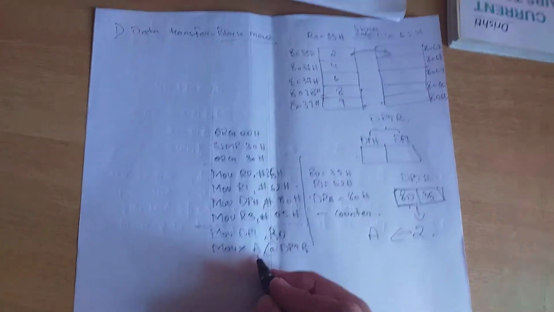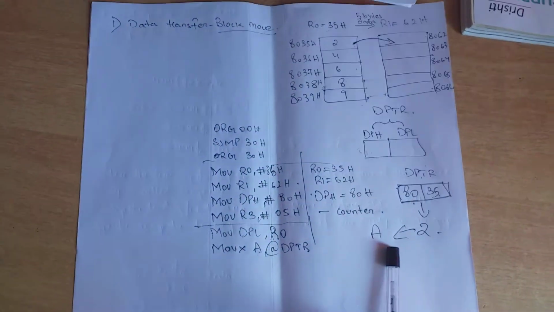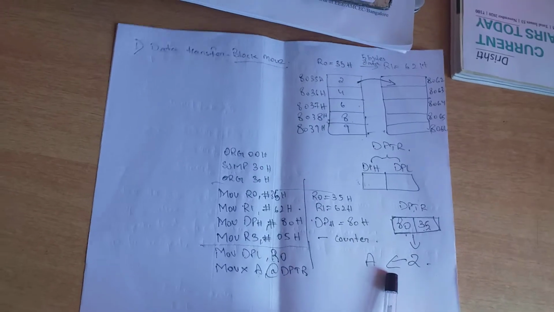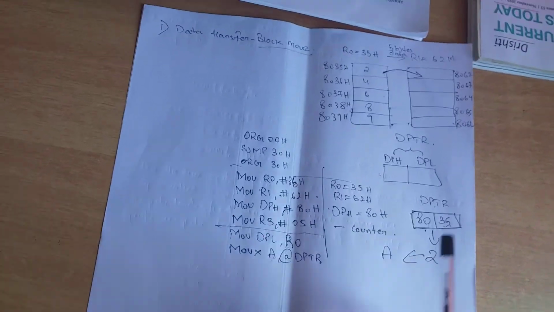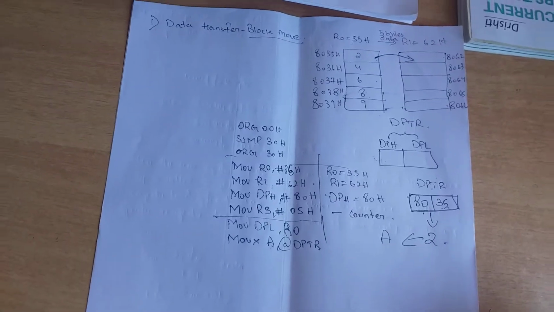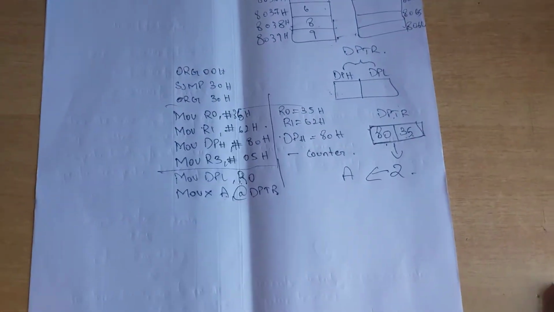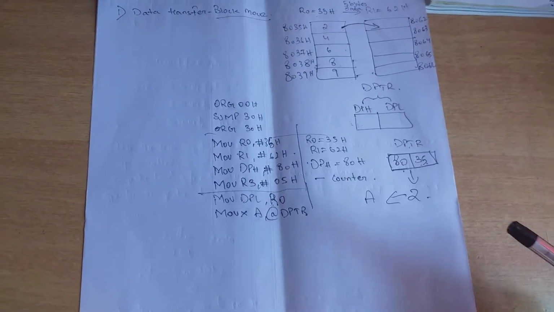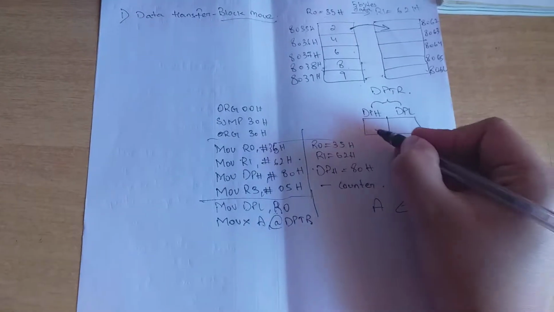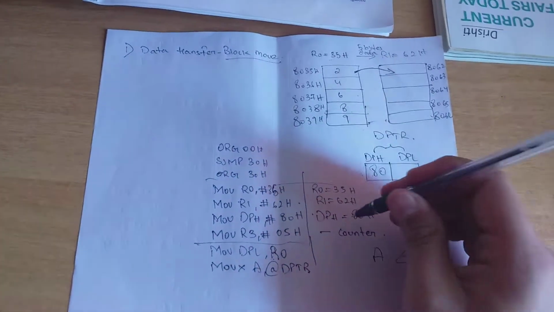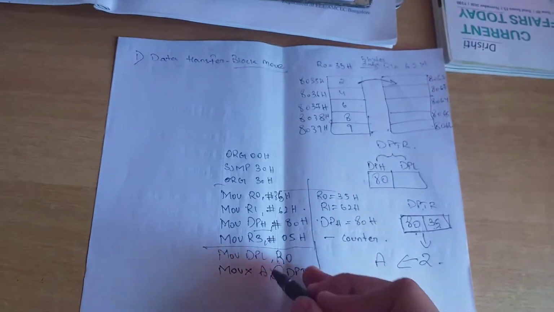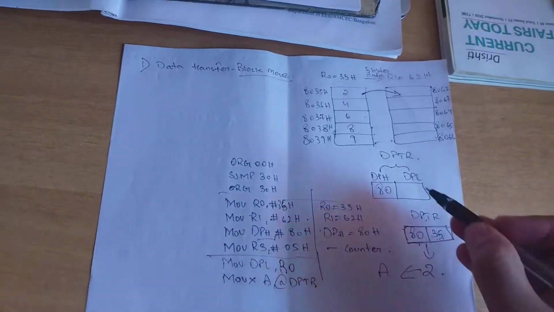Now A has 2 stored. This 2 value I should store in 8062. So to make DPTR 8062, we should again change the DPL value. We should not change DPH because DPH is already stored as 80. Before we had stored 80. Now we have to change the DPL value to get 8062.